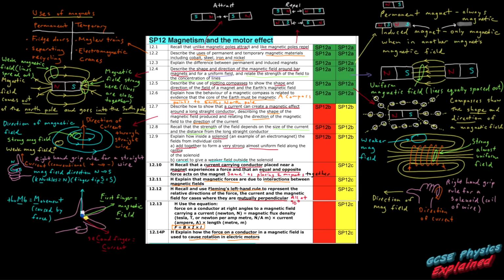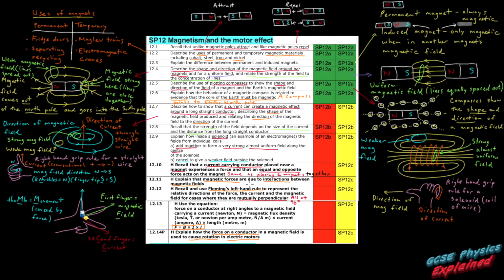Recall that a current carrying conductor placed near a magnet experiences a force and that an equal and opposite force acts on the magnet. Well, that would be the same as placing two magnets together. So if you placed a magnet inside this magnetic field, it's going to repel or attract.